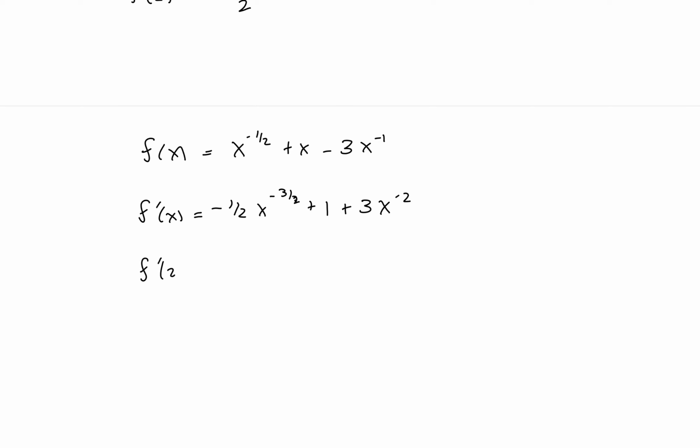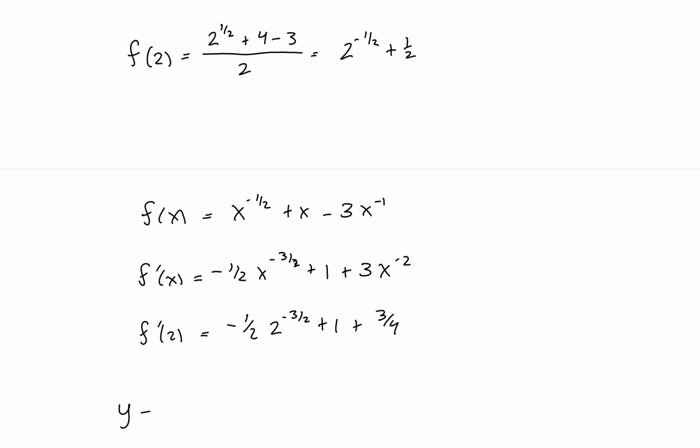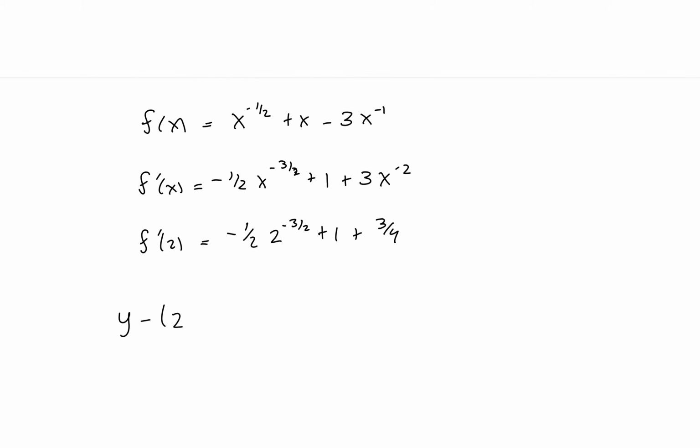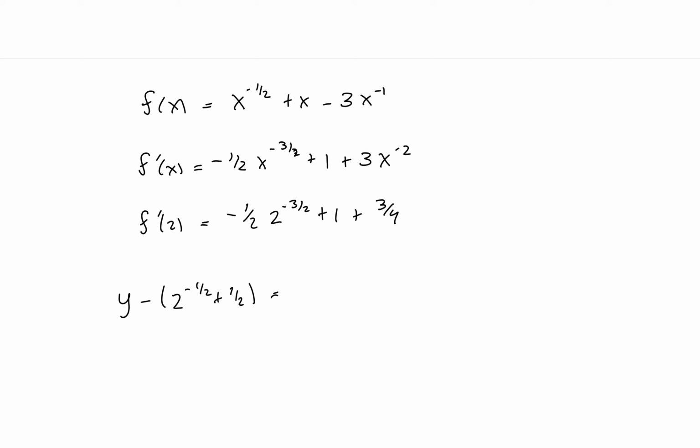And now we can plug in our point here. So I have minus 1/2, and then I have 2 to the minus 3 halves, plus 1, plus 3/4. So my tangent line is not particularly pretty in this case. So I have the 2 to the minus 1/2 plus 1/2 equals, and then I have this mess here for the slope, so minus 1 over 2 times 2 to the 3/2, plus 1 plus 3/4, times x minus 2.